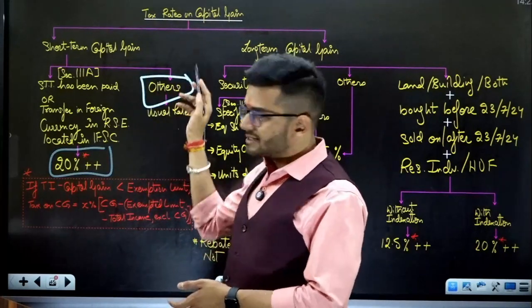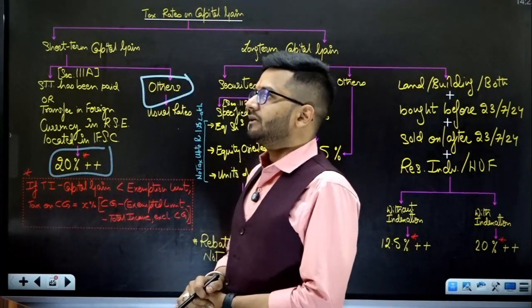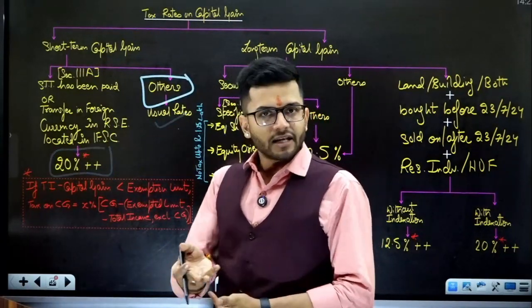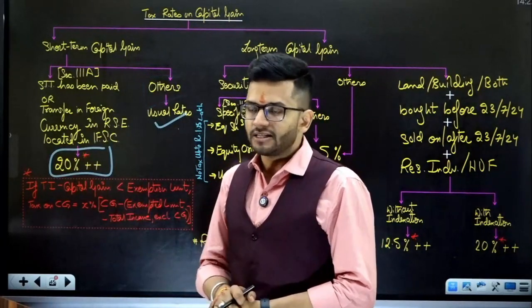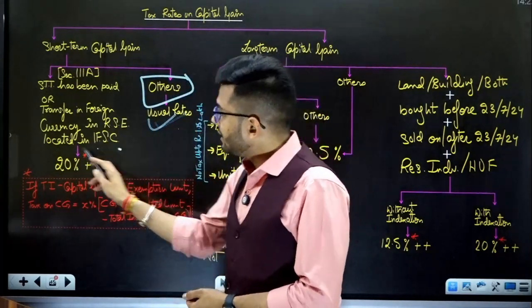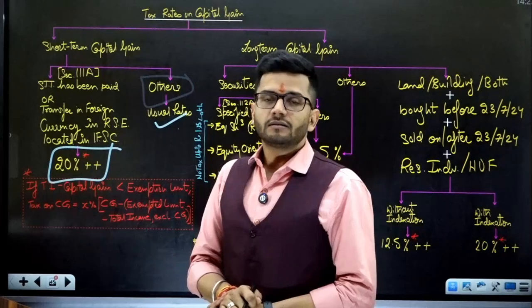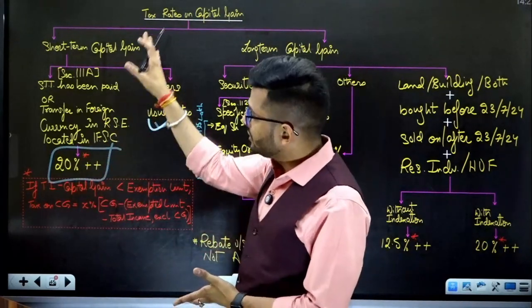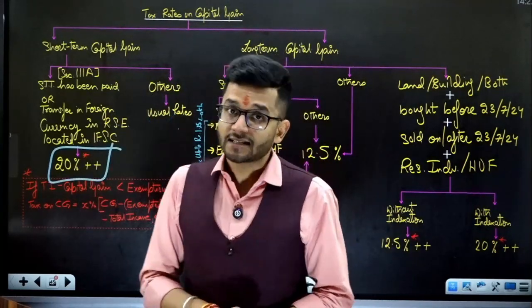For other assets or securities, the earlier tax rate was the usual rates which are applicable, which is the slab rate in case of individuals and the respective rates in case of other entities. It is the same. So the change has come in this particular rate. Instead of 15%, now it has been increased to 20%. That is how the short-term capital gain is taxed now.